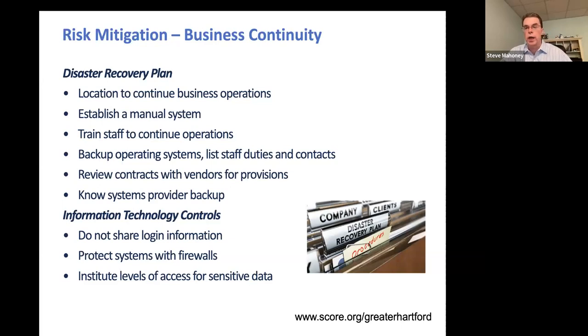So if you've got a physical location, how can you continue business operations if you were to lose part of that location? Do you need to establish some sort of manual system if your online system, your ordering system goes down? How can you maintain customer ordering and delivery? How do you think about training your staff to continue operations?